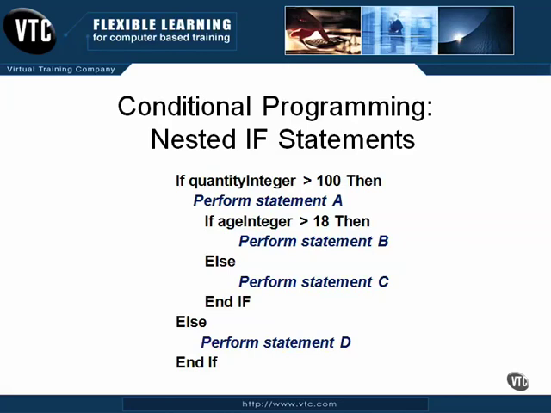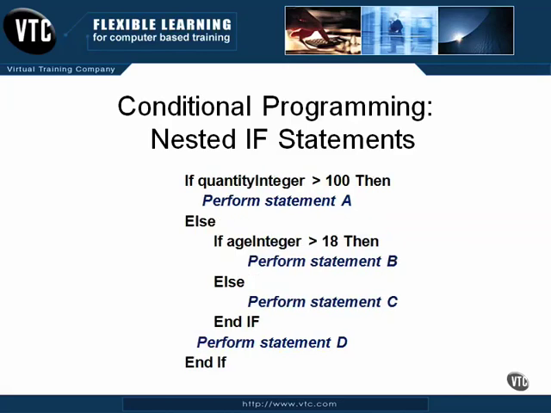Let's take a look at a very similar statement, but here the else has been moved up a little bit. In this case, we're comparing if quantity integer is greater than 100, then perform statement A just as in the first example. But now we are saying else perform the second if statement. So in this example, the second if statement, that is, if age integer is greater than 18, is only performed if the first if statement is false, which is really the opposite of what the first example was showing.